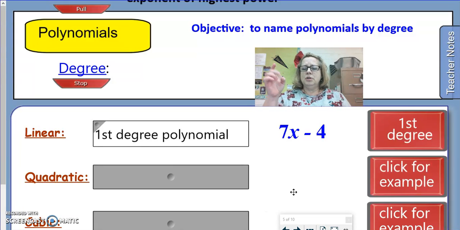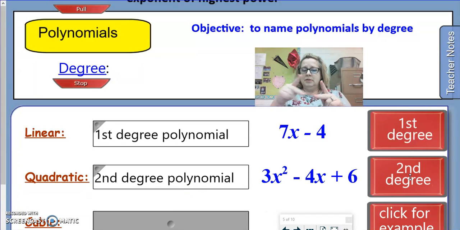And it's first degree because if you look at the variable in 7x minus 4, if you look at the variable x and look at the exponent that goes with the x, in this problem there is no exponent, and that means it has an understood 1. So that is a first degree polynomial. That is called linear. That's for a line.